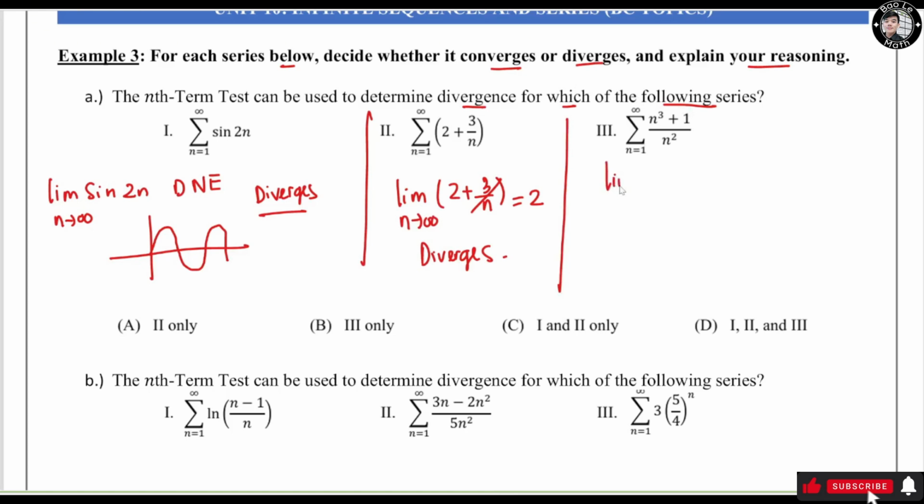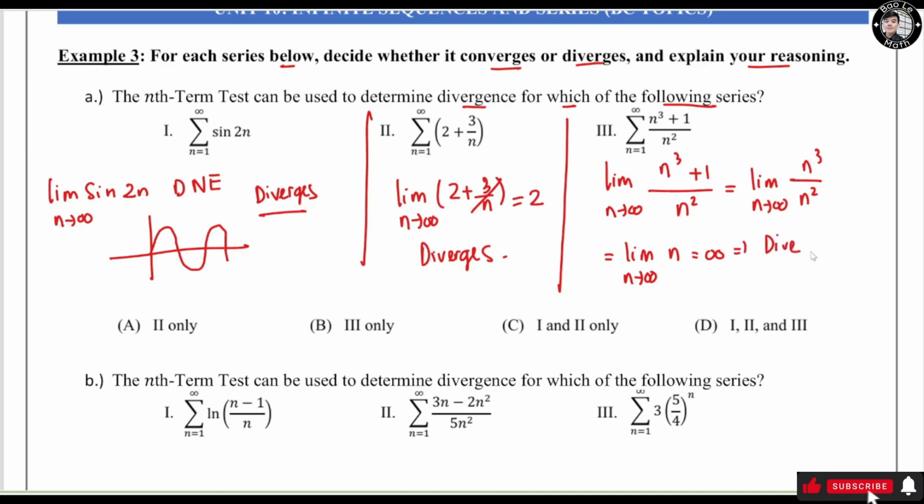Number 3, we have the limit of n cubed plus 1 over n squared as n approaches infinity. We can ignore the 1, because n cubed grows faster. So we have the limit of n cubed over n squared as n approaches infinity. We simplify this to the limit of n as n approaches infinity, which is infinity. So this series diverges by the n-term test. So the final answer must be D.